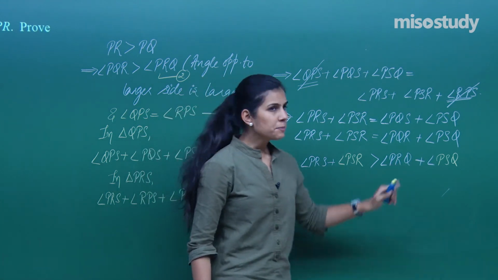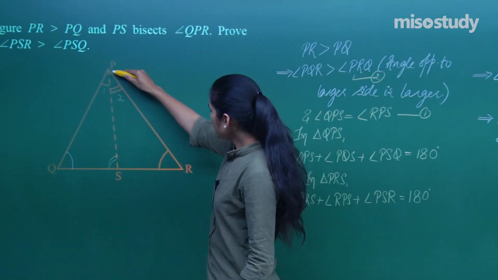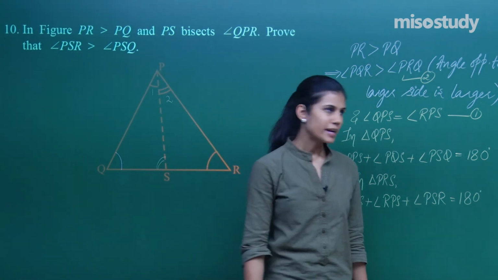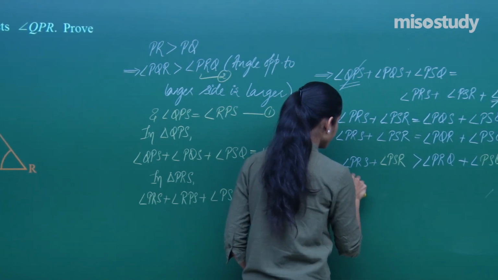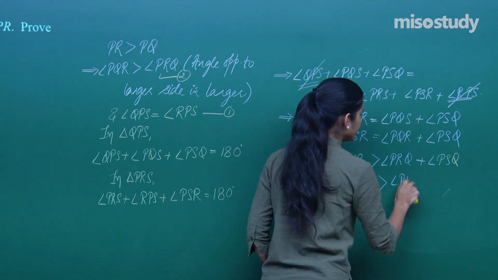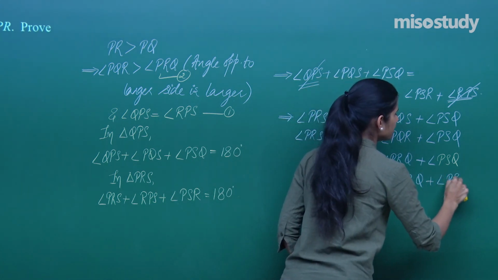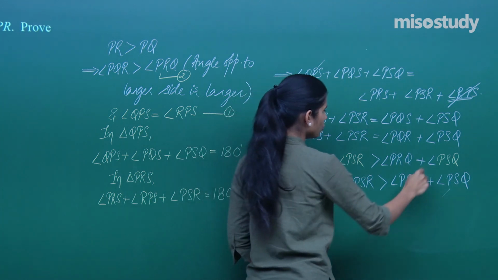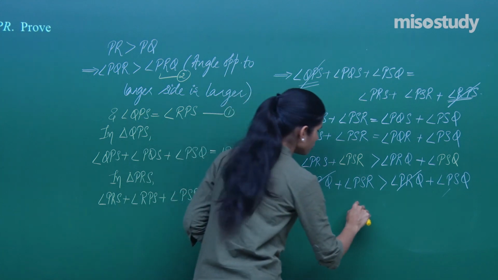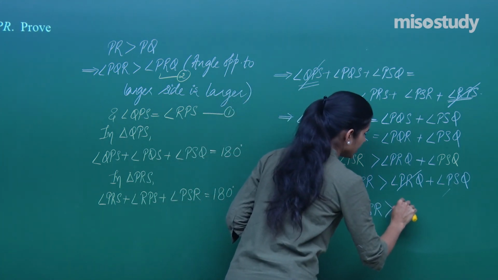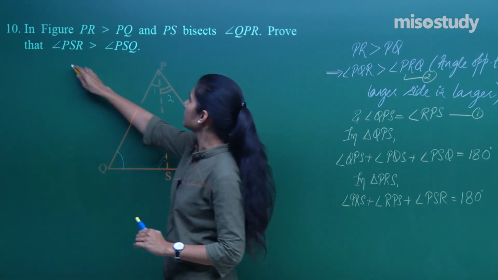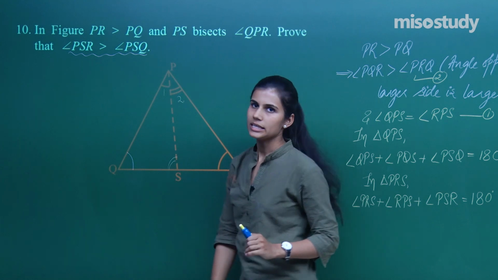Focus upon PRS and PRQ. See, PRS is this angle, PRQ is again this angle. So I can replace PRS by PRQ. Here you have angle PSR. Here already there is PRQ. And here it is PSQ. PRQ cancels out, right? PRQ cancels out. You're left with PSR is greater than PSQ, and that is what you had to show. Angle PSR is greater than angle PSQ.